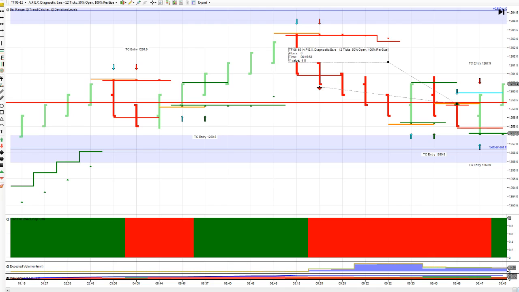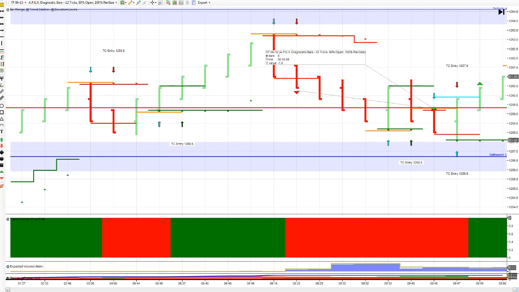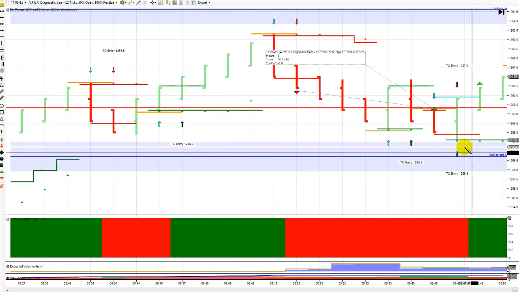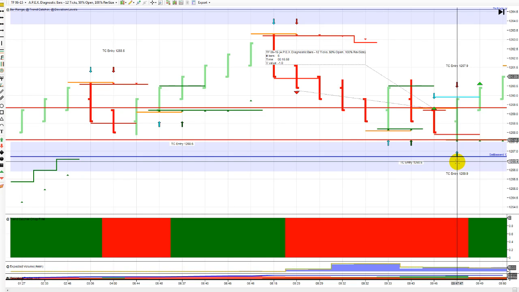Now, can I enter? Am I allowed to enter now? I tick above the high? Yeah. Let's put that right there. Lines up. Goes up. Where's my stop going to be? My stop's going to be right here at the moment. Okay, so we can get rid of that stop line.